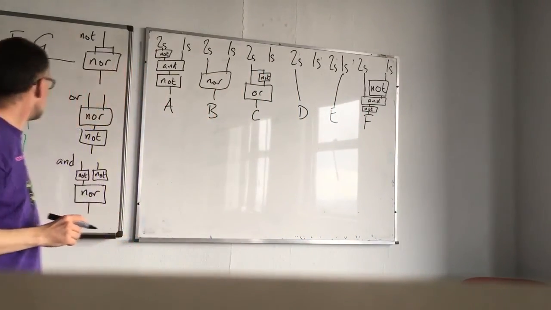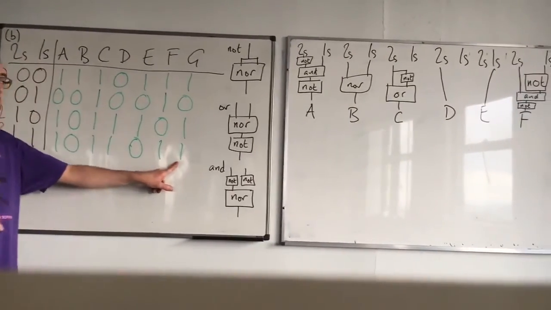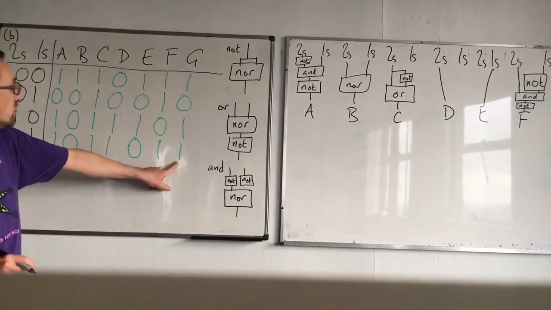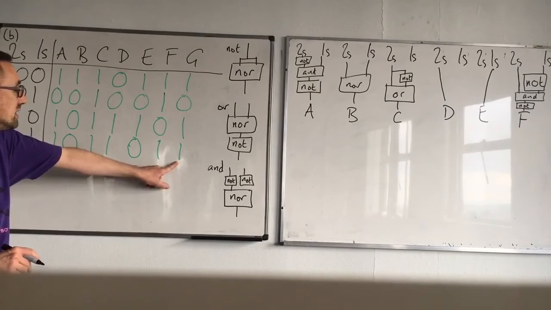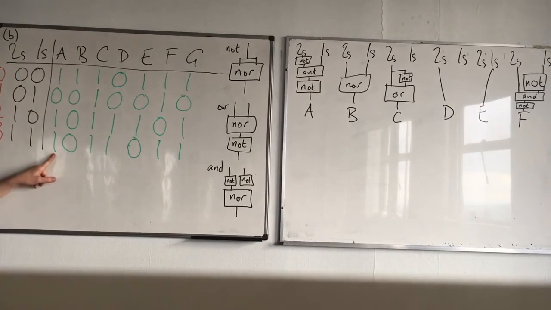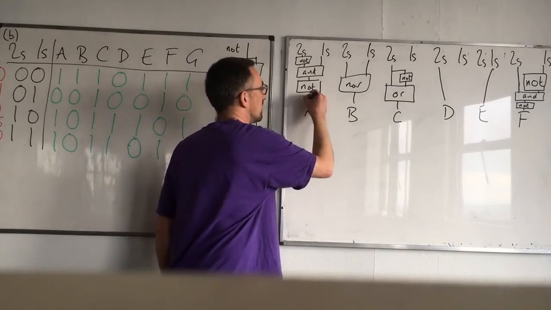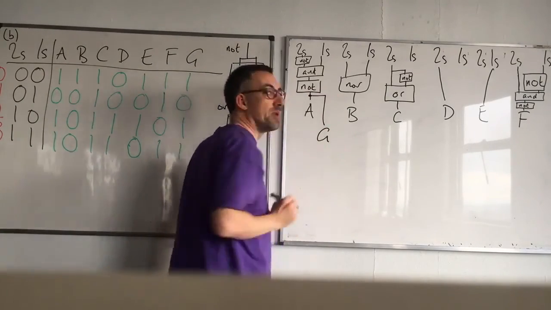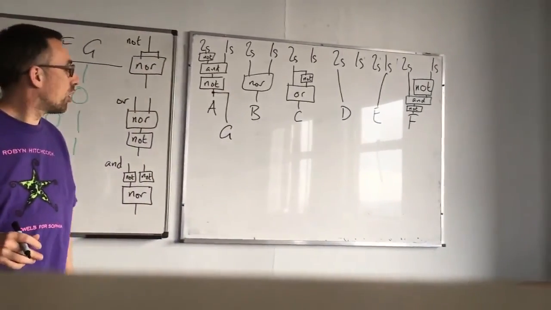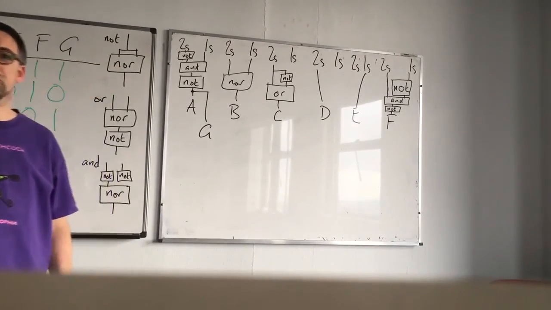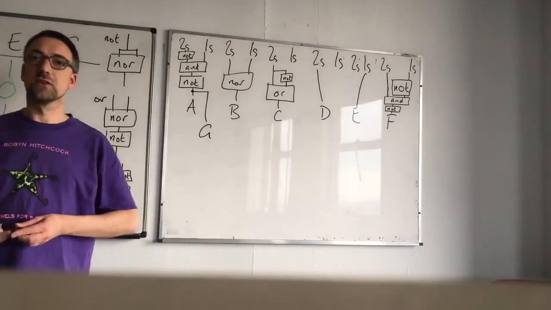That leaves us with only G, but if you're observant, you'll notice that G is exactly the same as A. We end where we begin, and we can save ourselves a bit of work just by wiring another copy of the output to G. And that's the question done.